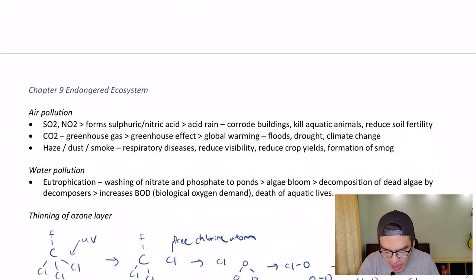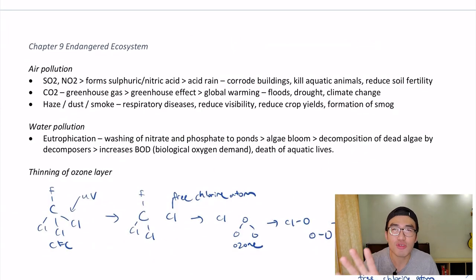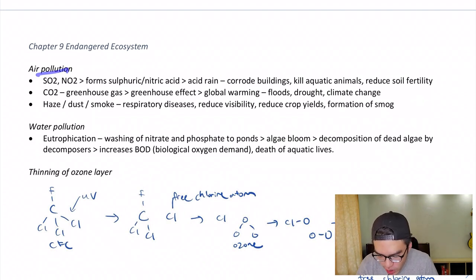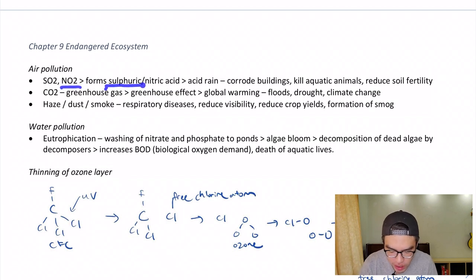Moving on. Endangered ecosystem: I'm not going to talk too much about this because you already learned this in geography plenty of times. Air pollution: when you have sulfur dioxide and nitrogen dioxide, you will form sulfuric and nitric acid, which will form acid rain. So what's the effect? Corrode buildings, kill aquatic animals, reduce soil fertility.